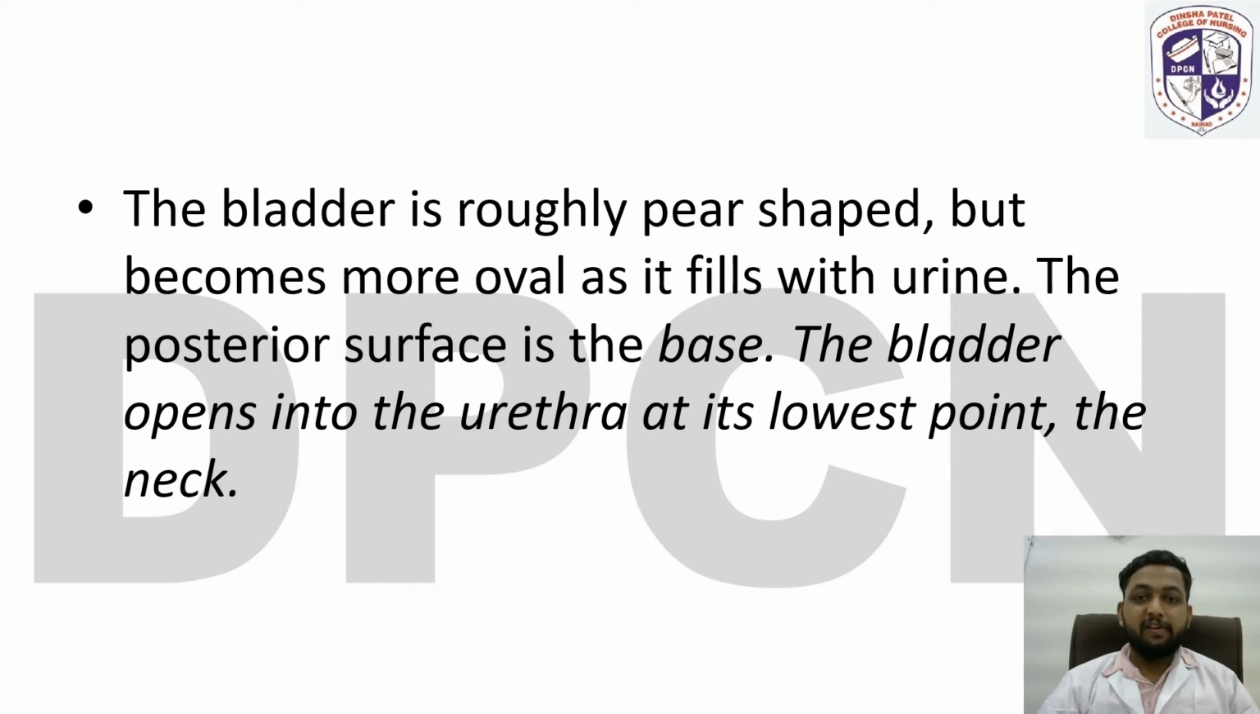The bladder is roughly pear shaped but becomes more oval as it fills with urine. When it is not filled with urine, it seems to be of pear shape, but when it gets filled with urine, then its shape changes and it converts into oval. The posterior surface is the base, which is on the back side. The bladder opens into the urethra at its lowest point, which is called the neck, from where the urine will be passed.